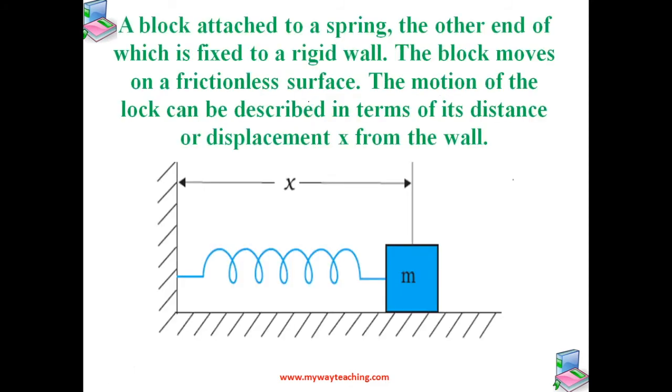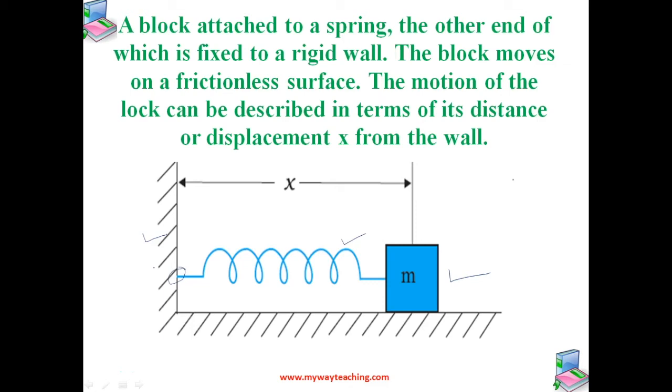You can see this figure, a block which is attached to a spring. You can see here, this is a block which is attached to a spring, isn't it? Yes, and the other end of which is fixed to a rigid wall. So this is the rigid wall. The other end of the spring is fixed to this rigid wall, isn't it? Yes. And generally it is convenient to measure displacement of the body from its equilibrium position.